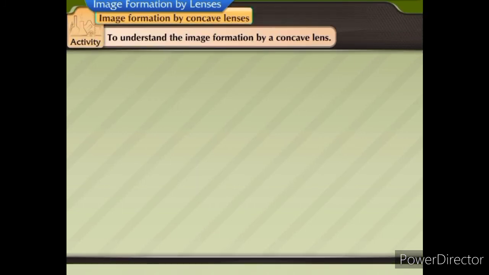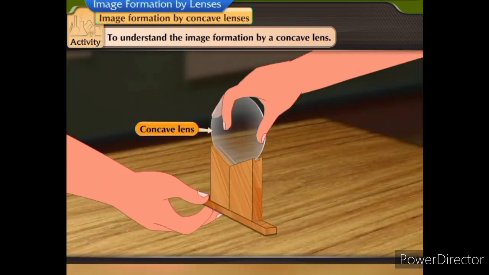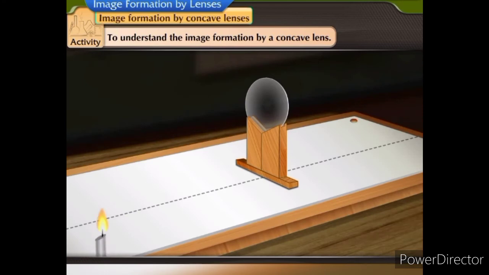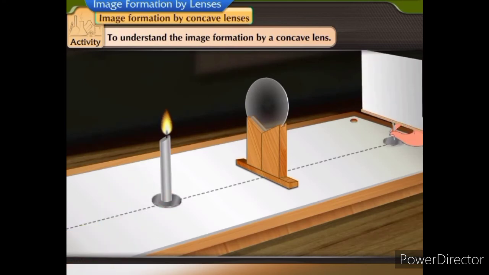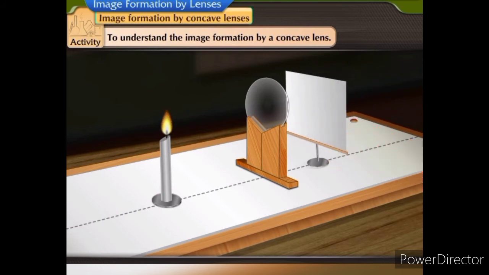Image formation by concave lenses. Let us perform an activity to understand the image formation by a concave lens. Place a concave lens on a stand. Keep a lighted candle on one side of the lens. Place a screen on the other side of the lens. Now, move the screen forward and backward and try to obtain the image of the candle flame on the screen.